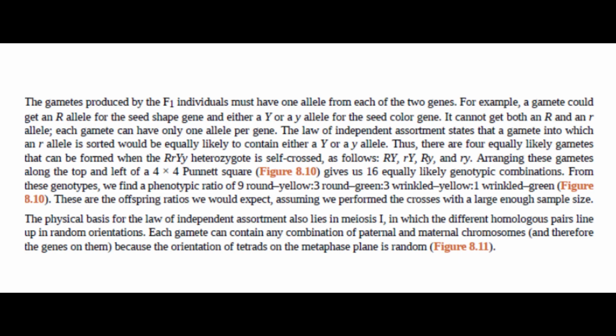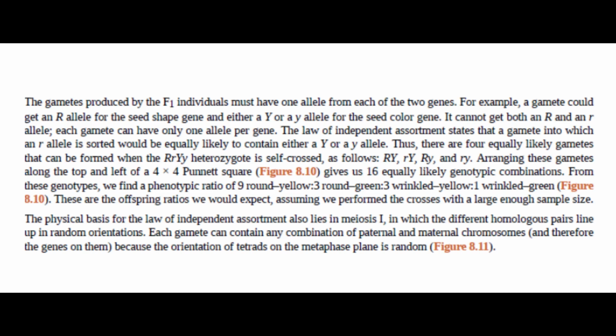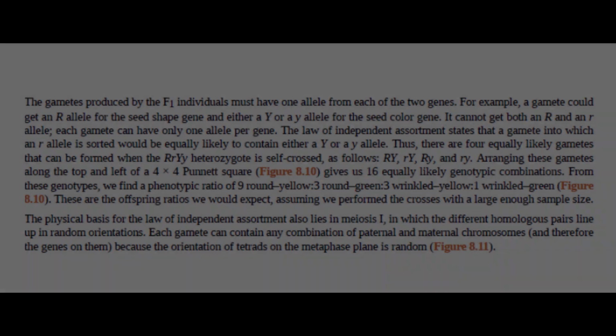The physical basis for the law of independent assortment also lies in meiosis 1, in which the different homologous pairs line up in random orientations. Each gamete can contain any combination of paternal and maternal chromosomes, and therefore the genes on them, because the orientation of tetrads on the metaphase plane is random.